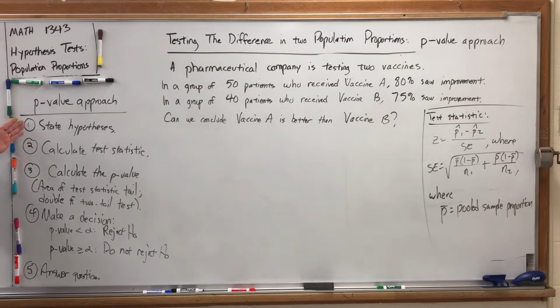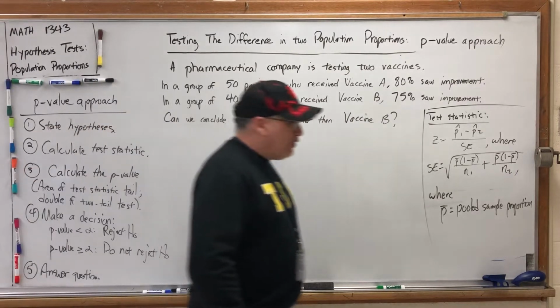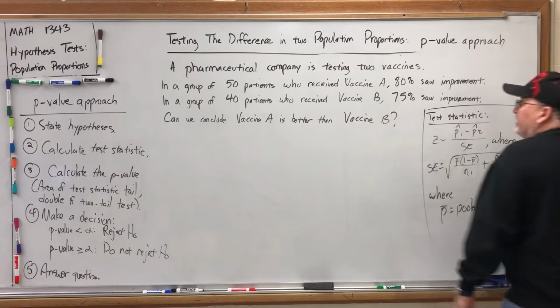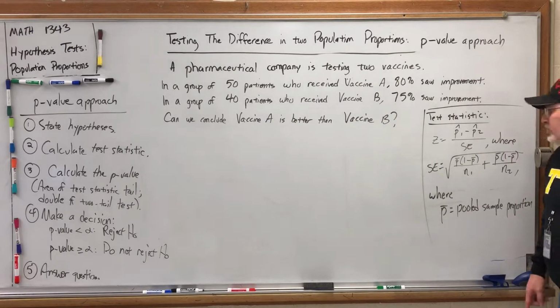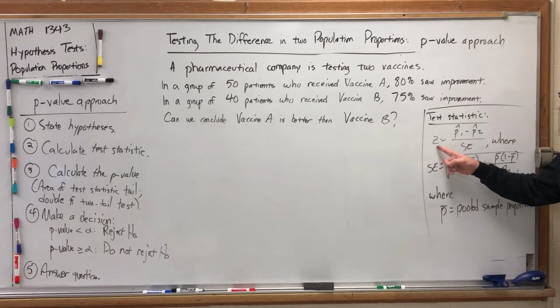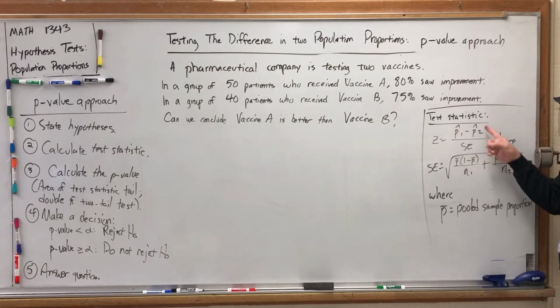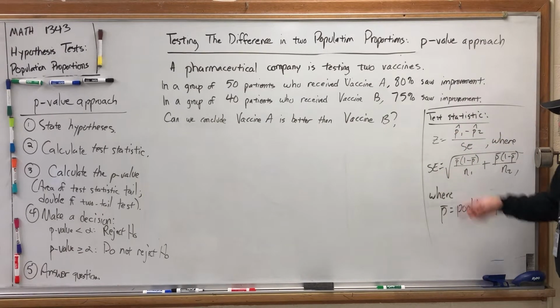First step, state the hypotheses, not a big surprise there. Second step is to calculate the test statistic, and let's just quickly review that formula. When testing the difference in two population proportions, your test statistic formula is z equals p hat 1 minus p hat 2 over the standard error, where the standard error is the square root of the sum of two fractions.